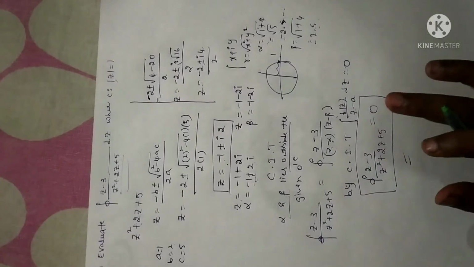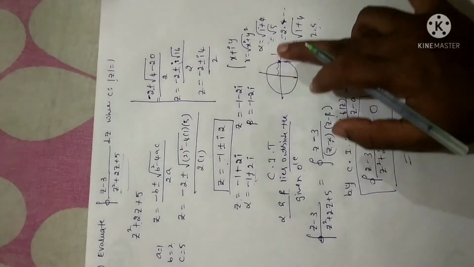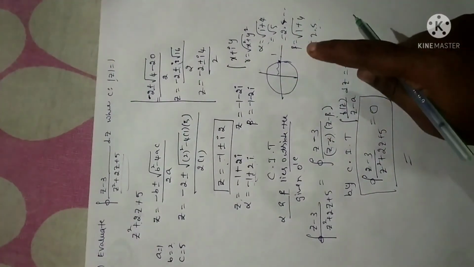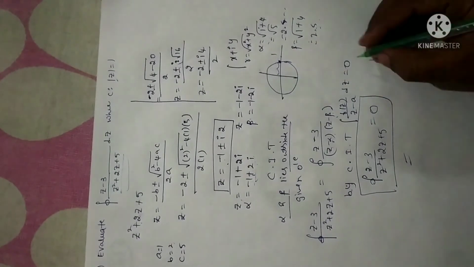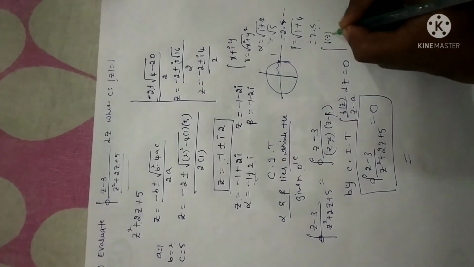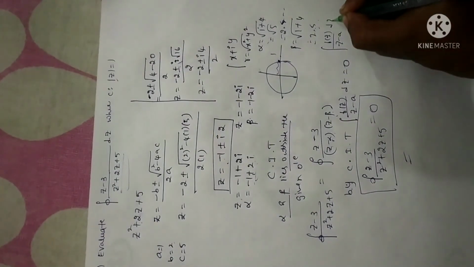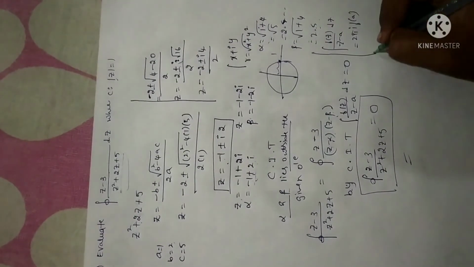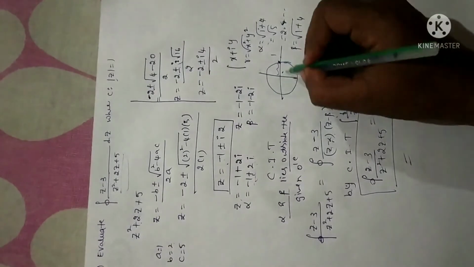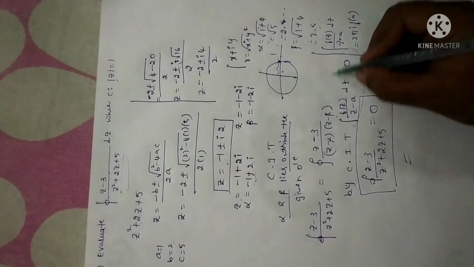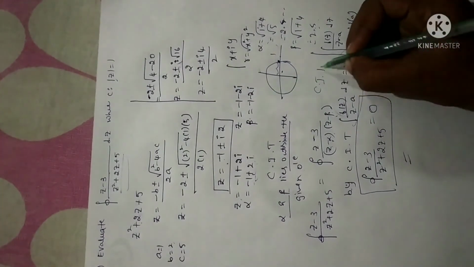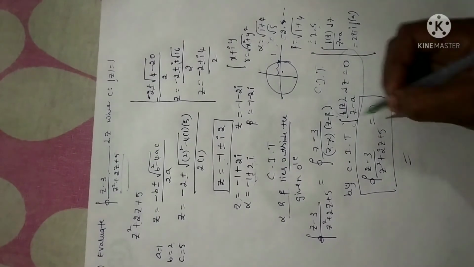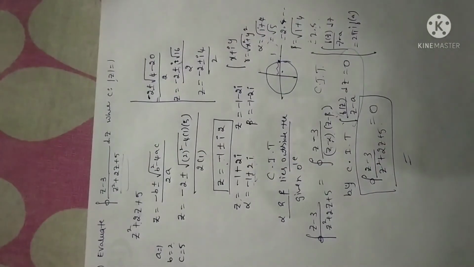Fine. You have to know that if the point lies inside, you have to apply the formula, Cauchy's integral formula, which is given by the integral of f of z divided by z minus a into dz is equal to 2 pi i into f of a. You have to remember this formula when the point lies inside. When the point lies outside, you have to remember the other one, which is called Cauchy's integral theorem. So by Cauchy's integral theorem, the value of the given integral is 0. Hope it is clear for you.